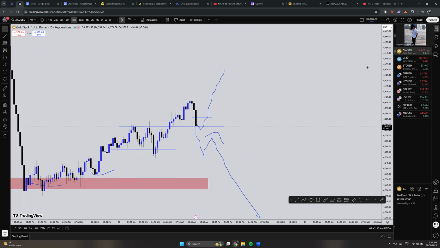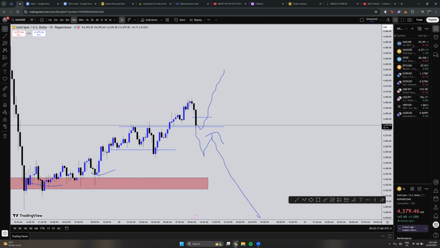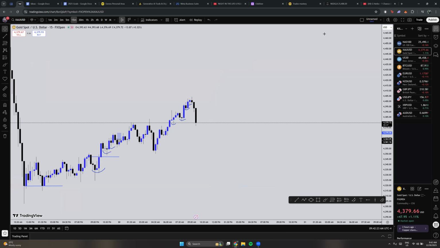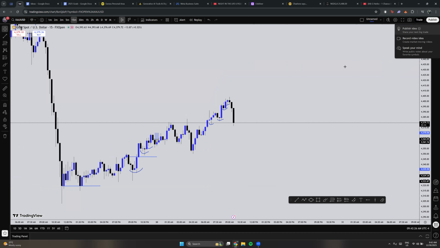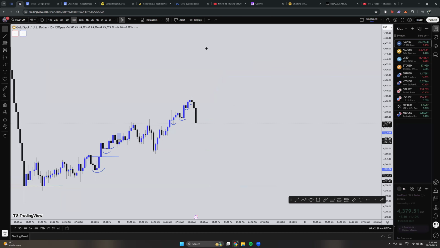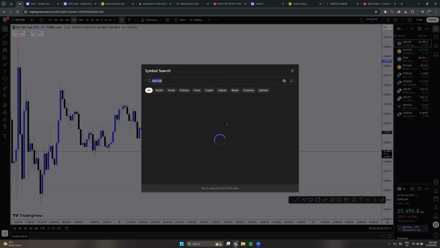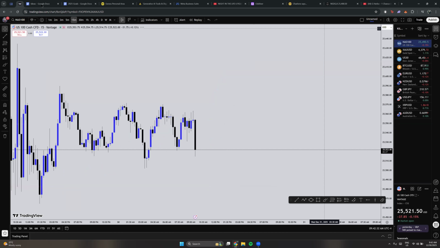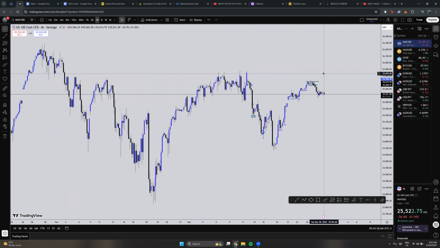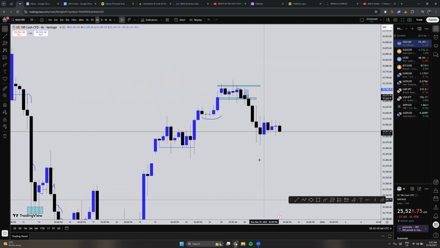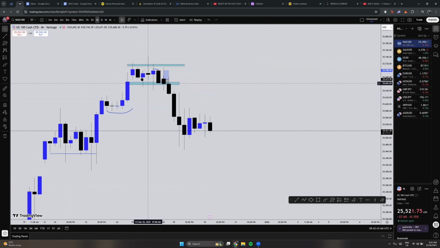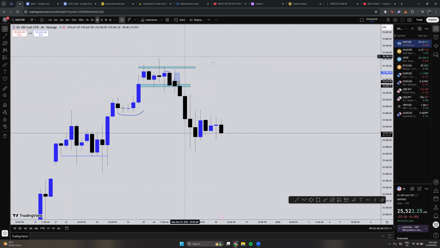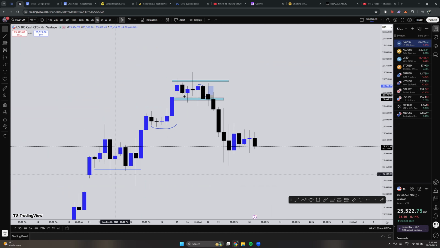Let's go over to NAS quickly. Oh, let's take that off. Great. So on NAS, we're overall bearish, definitely. We have so much bearish momentum here. By the way, this is the analysis that we did yesterday. We had some bullish market structure yesterday.